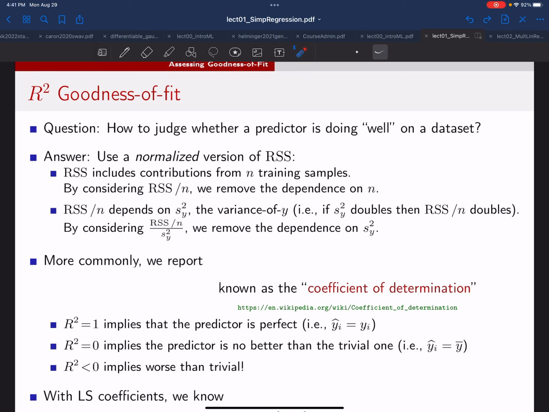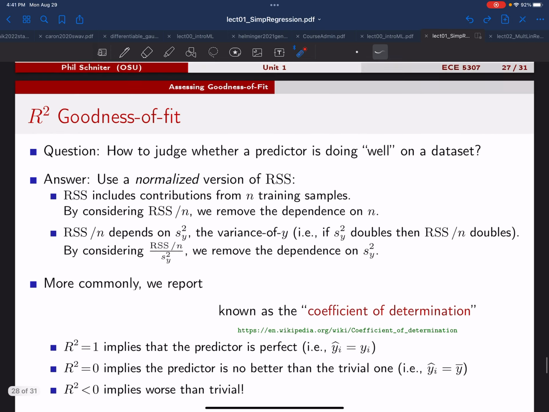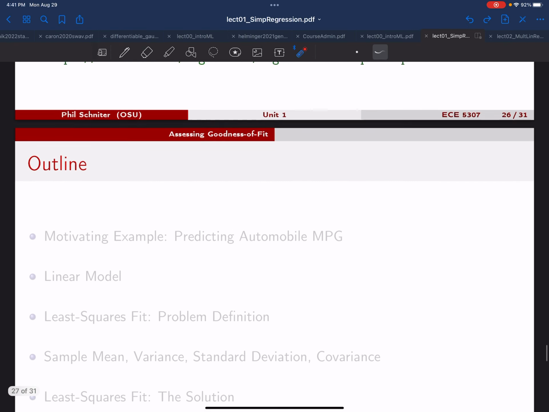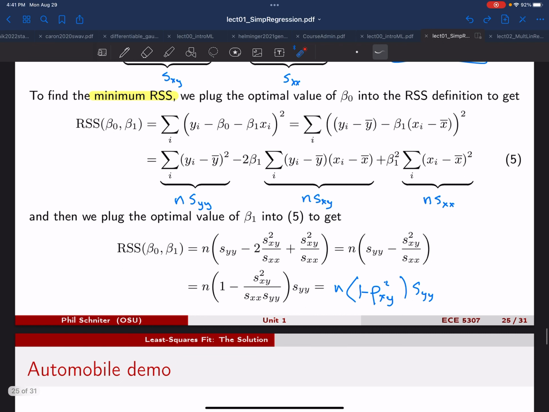First you might say, well, shouldn't we just look at RSS? Because we know if the predictor is perfect, RSS is 0, and if it's imperfect, it's going to be greater than 0. Is that enough? Well, there's a couple problems with RSS. Let's come back to the definition, or this is what we have for RSS of the optimal solution. And you can see, number one, it depends on the number of samples. As your data set gets larger and larger, RSS gets larger and larger. So this is inconvenient, right?